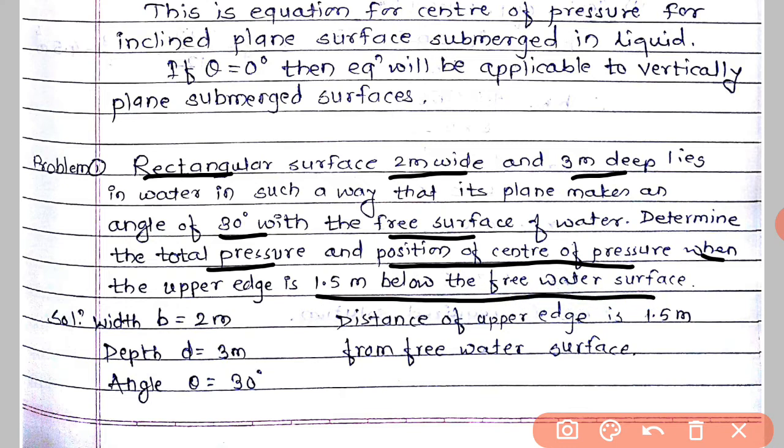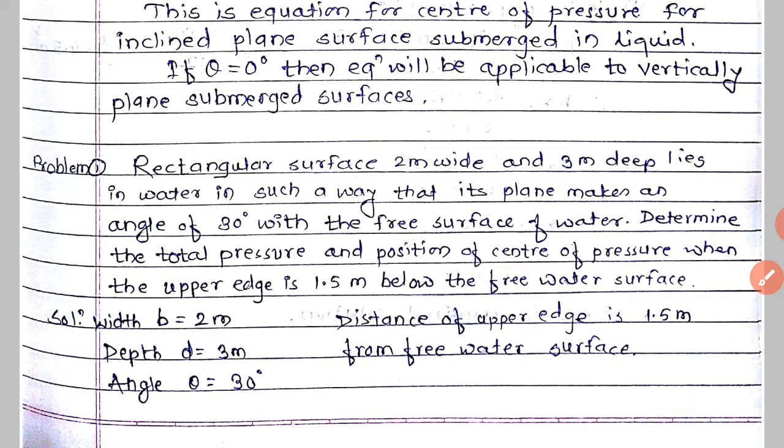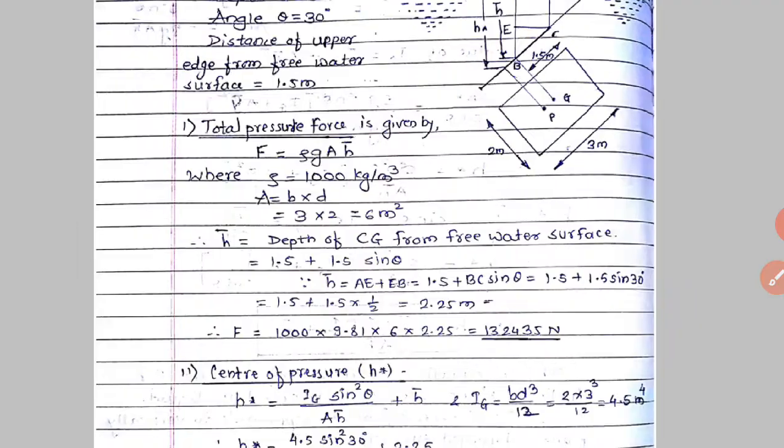Write down first what is given. B is 2 meter, depth is 3 meter, theta is 30 degree, and distance of the upper edge of the rectangle is 1.5 meter from the free water surface. Now we have to draw the diagram for this problem.